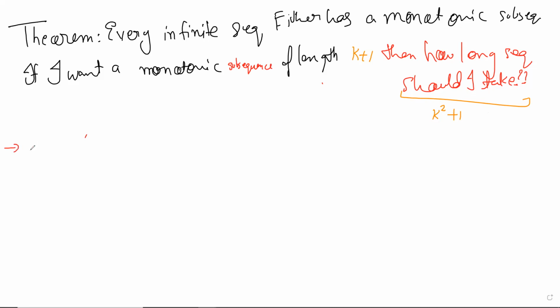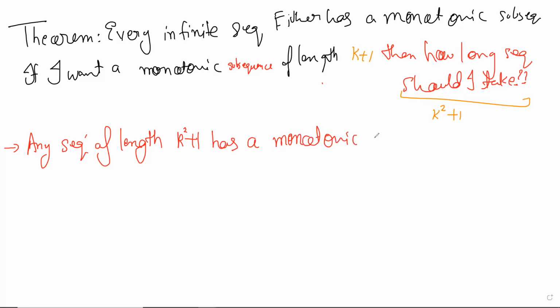So let me write that version also. Any sequence of length k² plus 1 has a monotonic subsequence of length at least k plus 1. It could have more also, but then it would have that also. So it's the same thing. Okay, this is what we want to show. And k² is not enough.